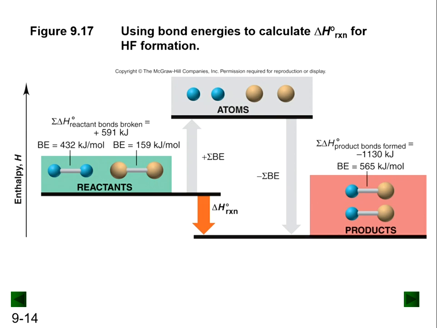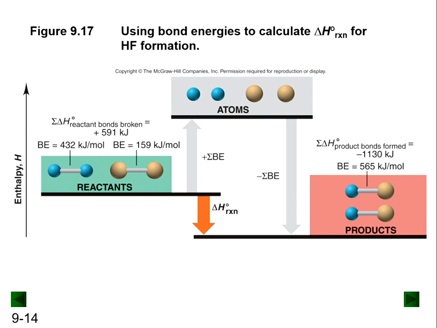We start off with two diatomic reactants. We can have an intermediate where we break everything up into atoms. And in order to do that, we have to put energy into the bonds. So we'll break the two bonds: we break the hydrogen bond, we break the fluorine bond. Breaking the hydrogen bond requires 432 kilojoules per mole. Breaking the fluorine bond requires 159 kilojoules per mole. So here we're adding up the bond energies of the reactants.